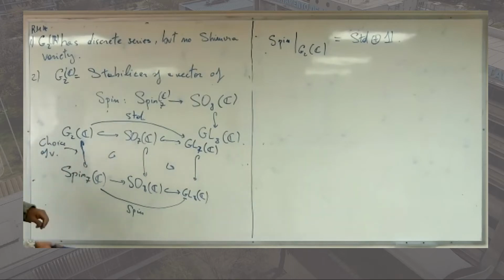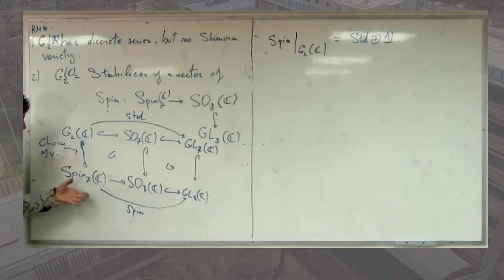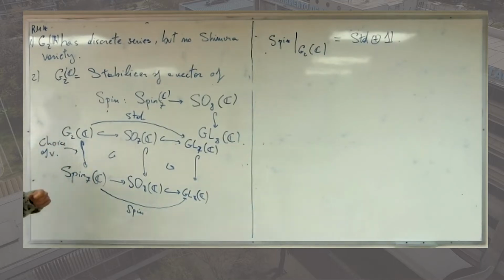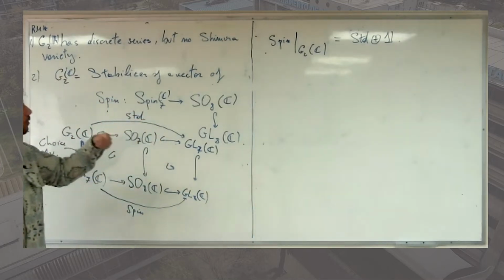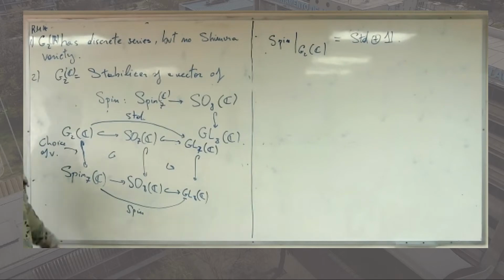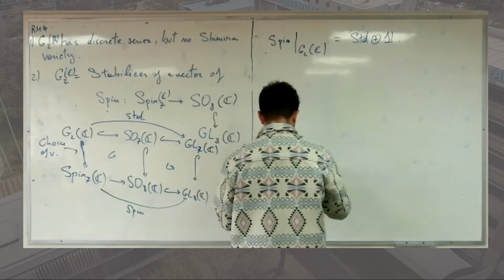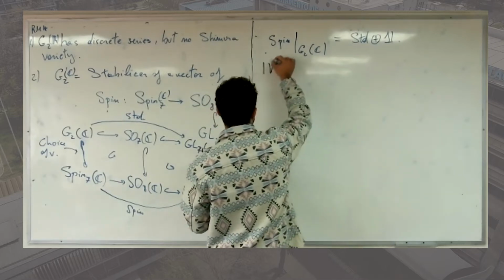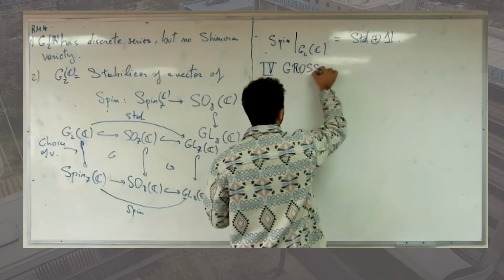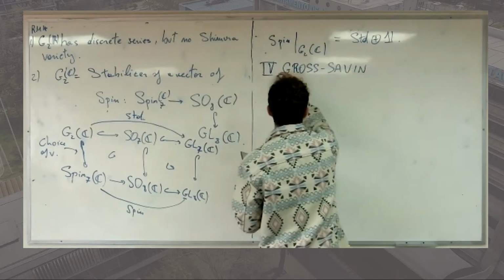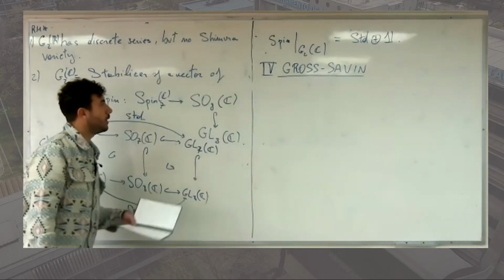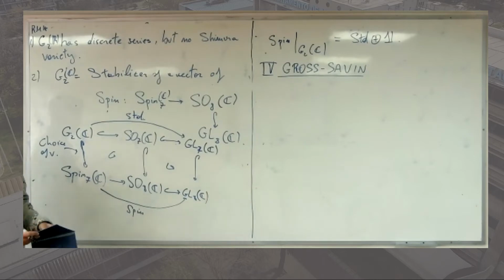So the moral of the story is that if we take automorphic representations associated to the Langlands dual of Spin7, then their spin L-function should have a pole at s equal to 1 if they come from G2. I said it in words, but I'm going to explain it in one second. This is section 4. It's an insight of Gross and Savin, who say the following.